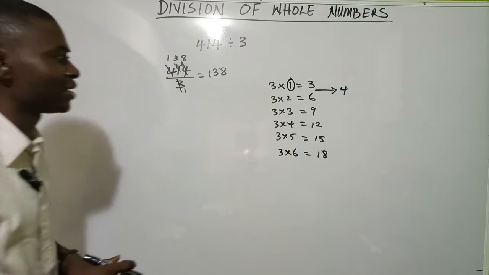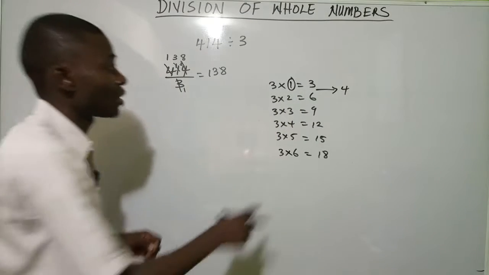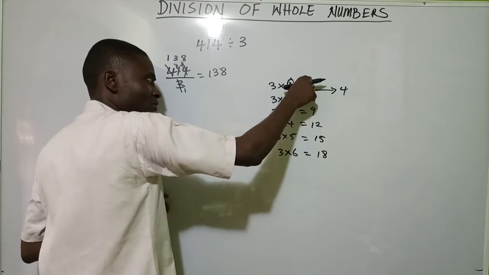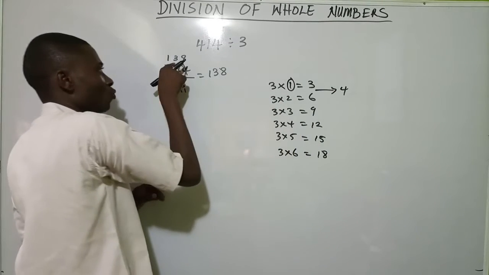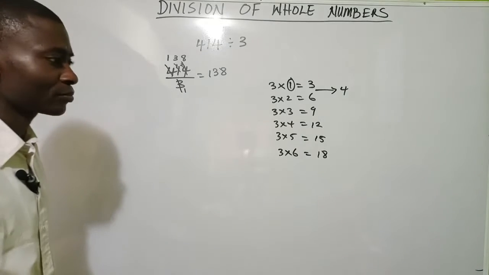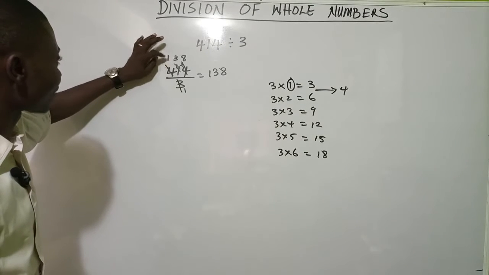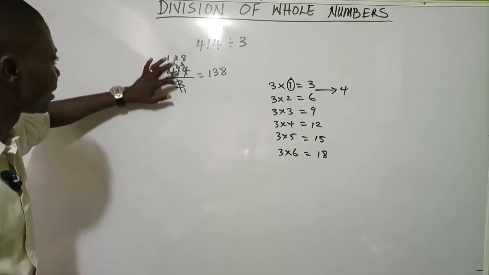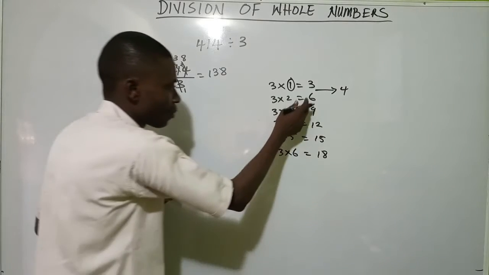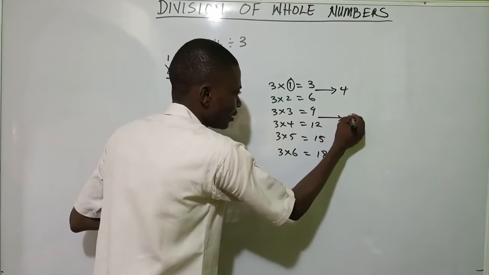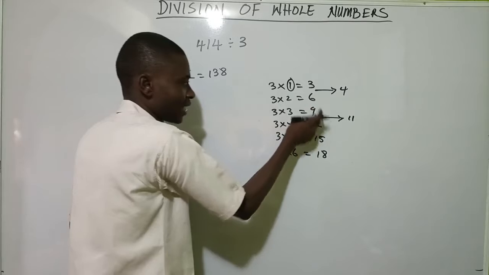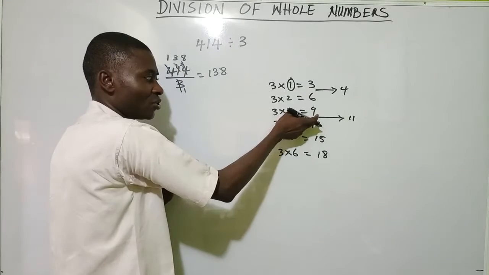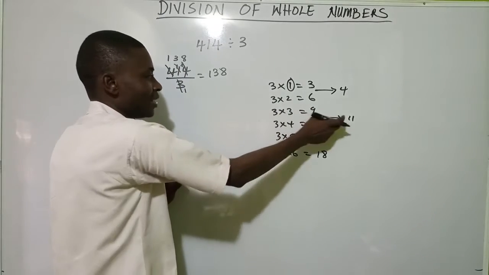Now, what will be the remainder? How will I get the remainder? I will say 4 minus 3, and that is how we get 1 here. After getting the 1, we drop the 1 and it becomes 11. We now ask again, how many 3 do you have in 11? 11 is found between 9 and 12, with 10 and 11 in between.